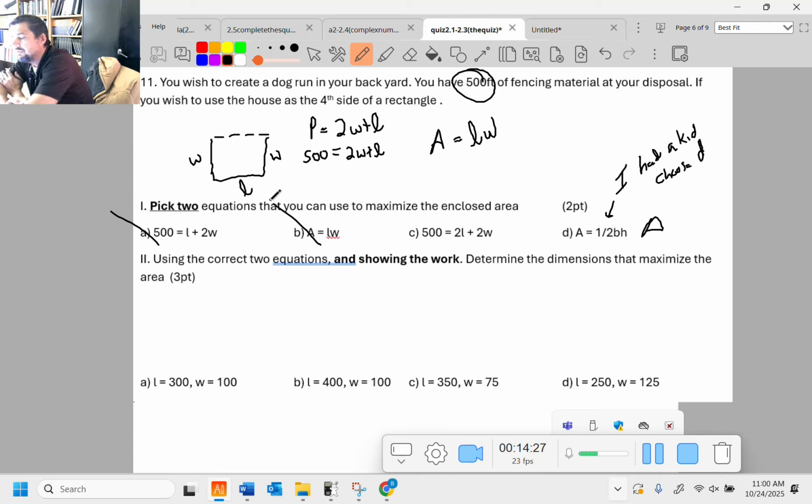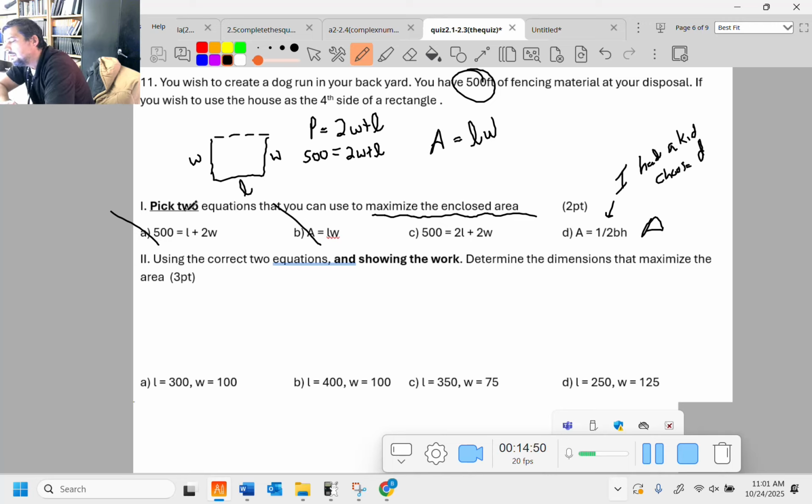The area of a rectangle is length times width. Those are your two equations. The reason I'm interested in area is because the question says maximize the enclosed area. Using the correct two equations and showing the work, that doesn't mean just typing numbers into a calculator and picking whichever one is the biggest. Determine the dimensions that maximize the area. Talking to you, Jacoby. You had to do algebra. It's just the way it is.